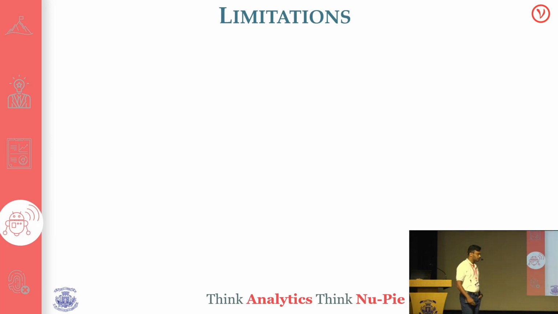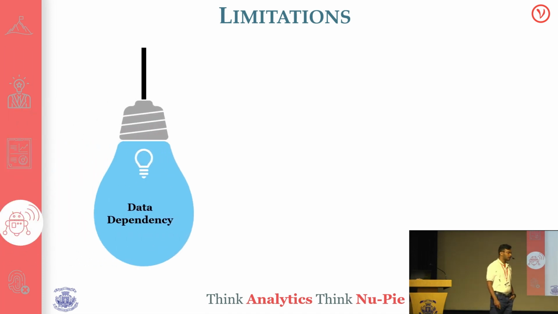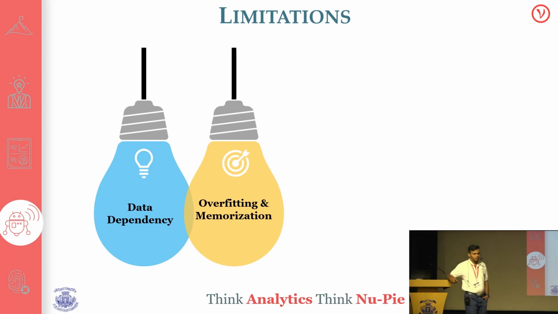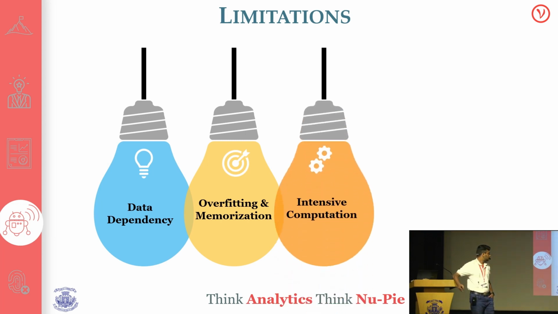Next is, obviously, even though you feel it might be something which is going to revolutionize things, there are limitations to it. The first one is data dependency. As I said previously, the amount of data required to train a generative AI model is very huge. So data dependency is always a limitation in this case. And then overfitting and memorization. It might always replicate a similar kind of content. If you go and ask ChatGPT to write you a joke, it might give you 3-4 jokes, and it might replicate the same again and again after that.